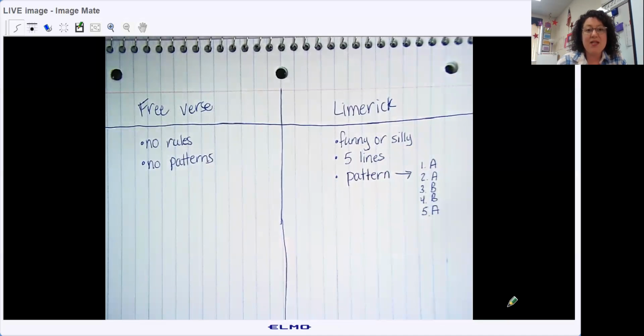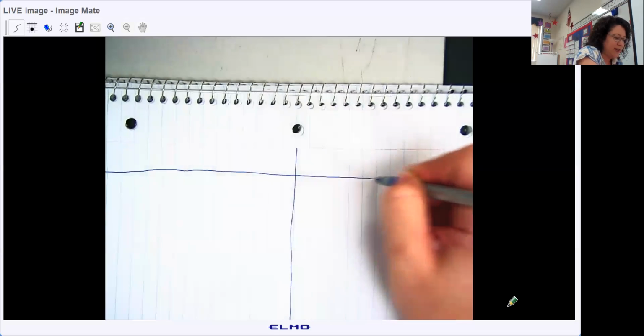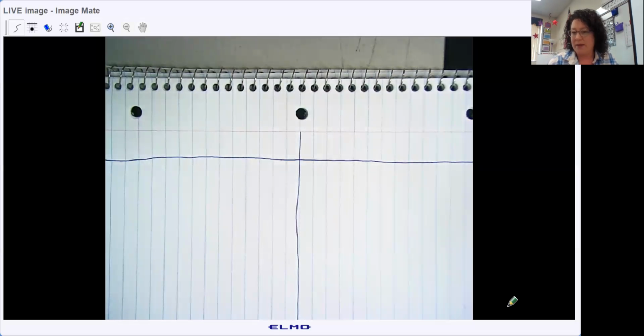Okay? So now we're going to take notes on 2 other kinds of poems. So turn your page over and do the same thing. Make another T-chart. Okay. Do the same thing. Remember, draw your lines kind of slow. Otherwise, when you draw them fast, it gets all crazy and wavy and crooked.